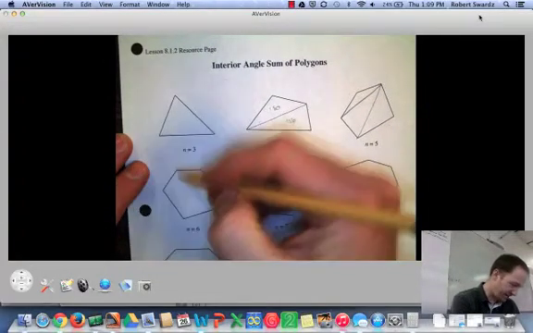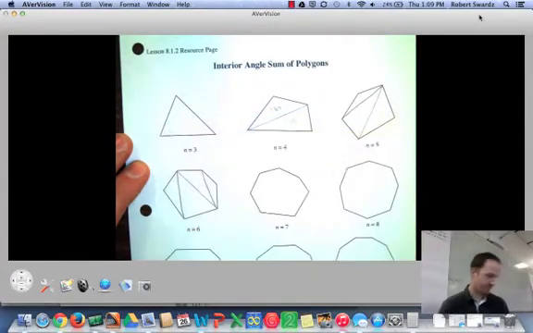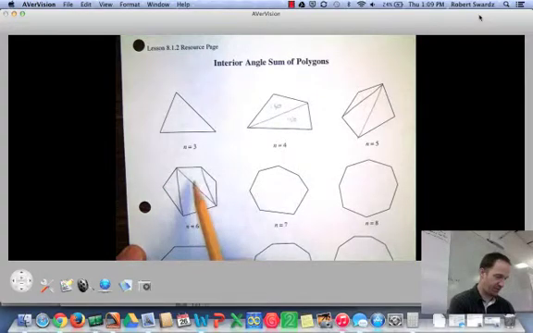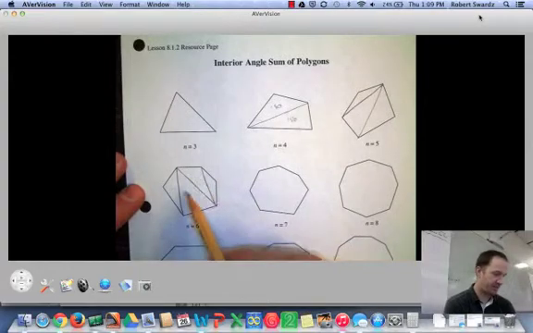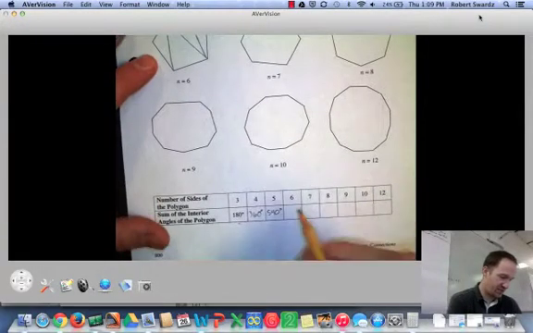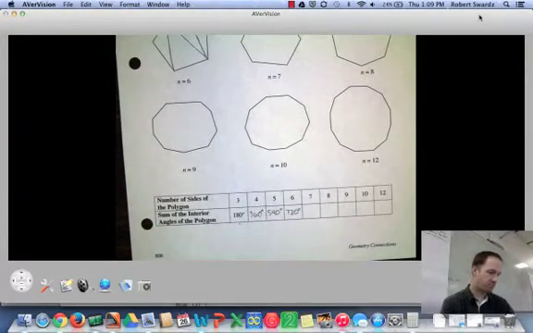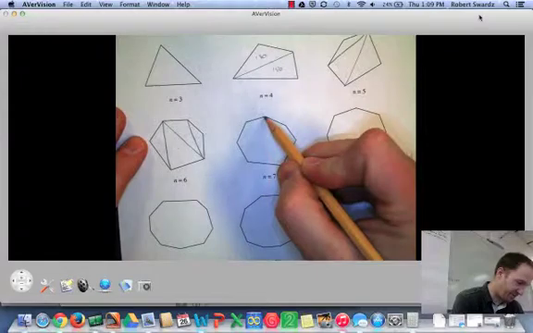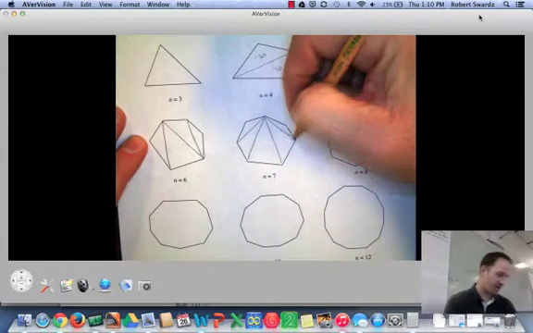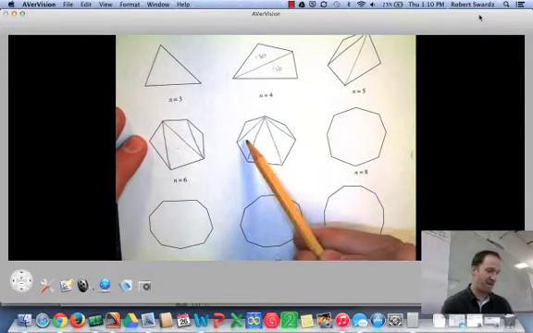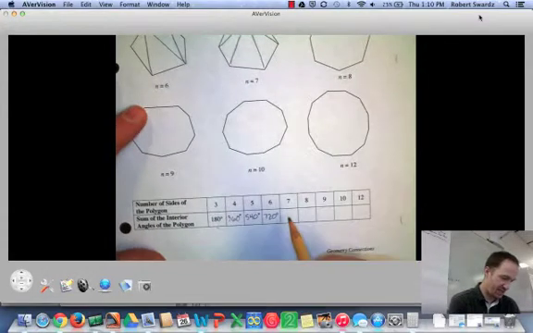Let's do the 6-sided figure. Divide it up into triangles. Now we've got 1, 2, 3, 4 triangles, each of them with 180 degrees in them. So 4 times 180 is 720. Let's do the 7-sided figure. There are our triangles. A 7-sided figure has 1, 2, 3, 4, 5 triangles. So 5 times 180 is 900 degrees.